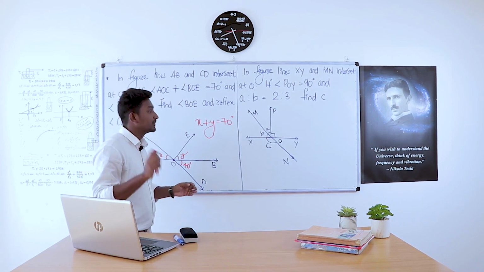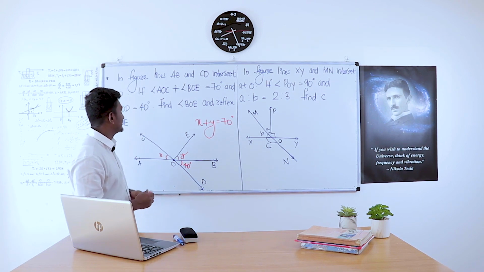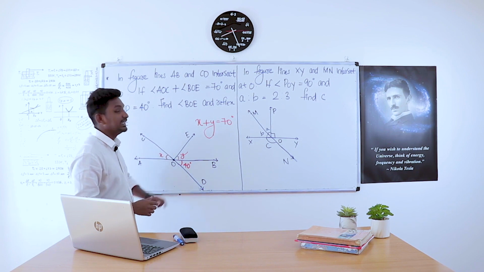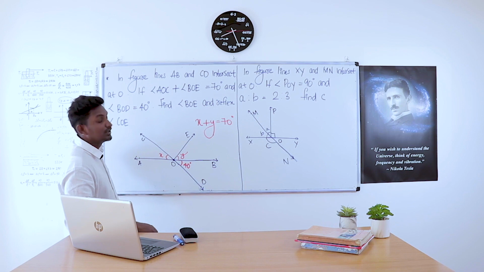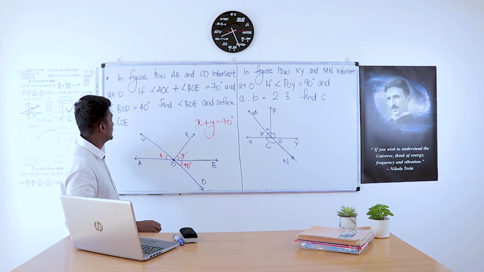That's our question. So, the given condition is that X plus Y is equal to 70 degrees, that is angle AOC plus BOE is equal to 70 degrees. Clear? Then angle BOD is equal to 40 degrees. This is the condition. So, how will you solve this?